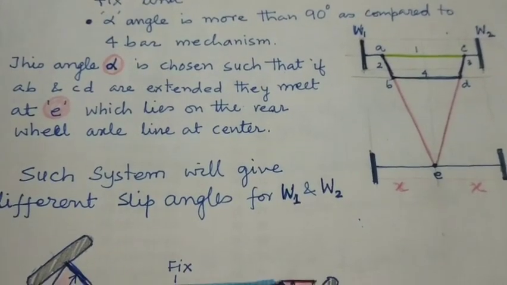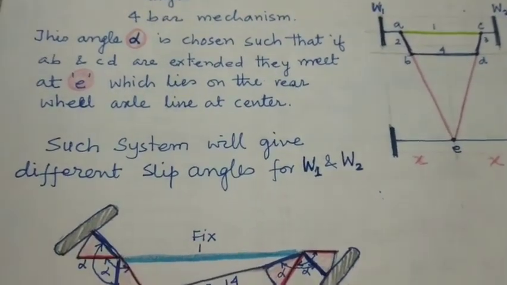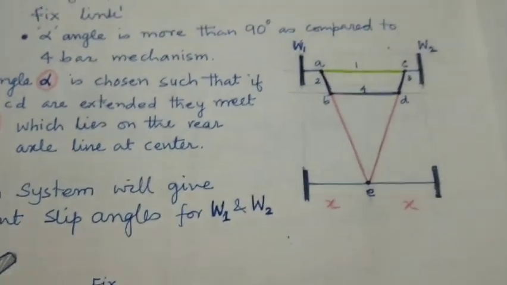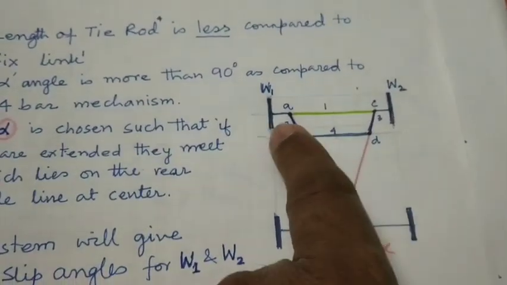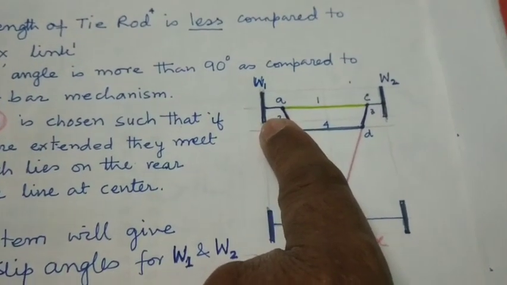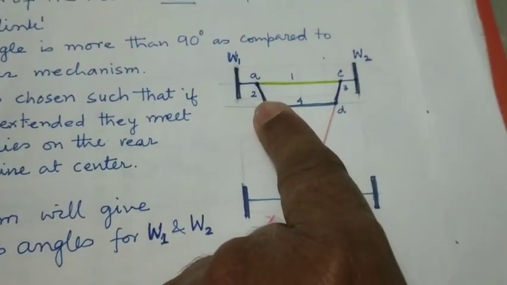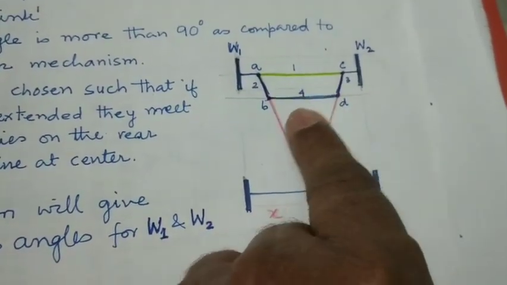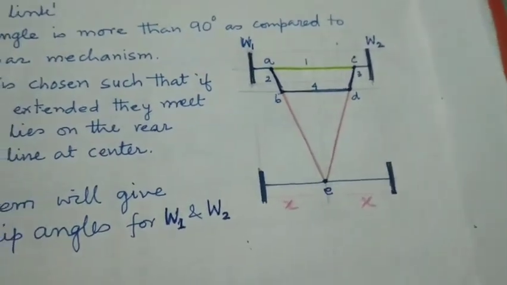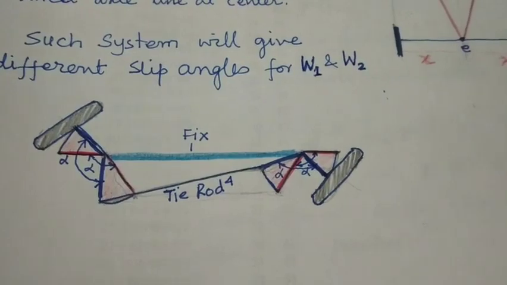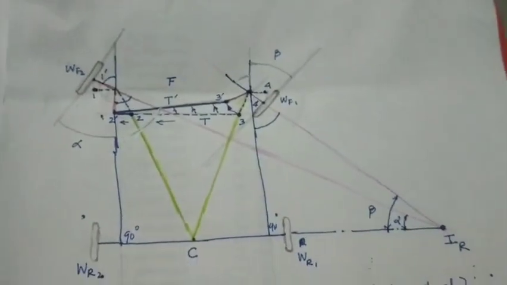So this is the method of finding out, and such a system will have different slip angles for W1 and W2. If we have this system, then the slip angles of wheel number 1, which is the left side, and wheel number 2, which is the right hand side, will vary because the tie rod length has now changed. I tried to draw this figure, but this figure is not correct, so please don't go ahead with that. Let me try it with this particular figure which I have drawn.